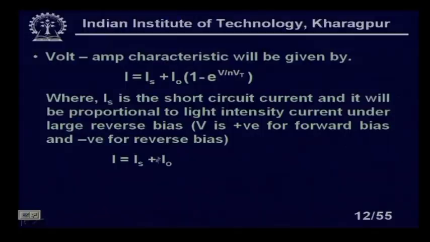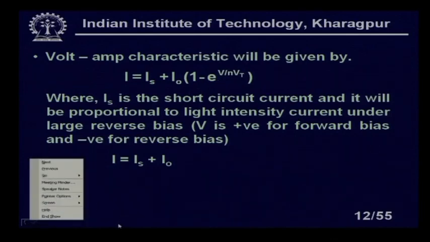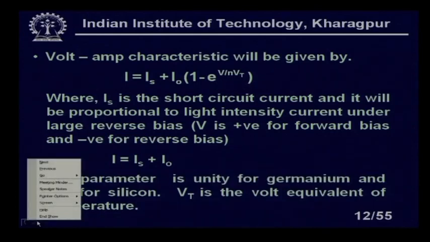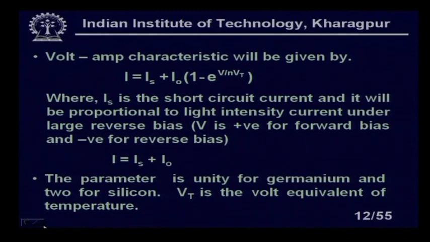Now, if the reverse bias is large, then obviously this part will be very, very small, is it not. If the reverse bias is very large, this will be negative, so it will be almost negligible, and only I equal to Is plus IO remains, where Is is the short circuit current and it will be proportional to the light intensity current. For a large reverse bias, V is positive for forward bias and negative for reverse bias.